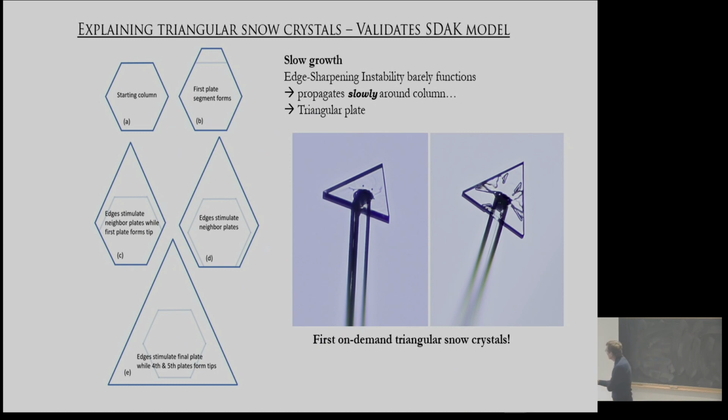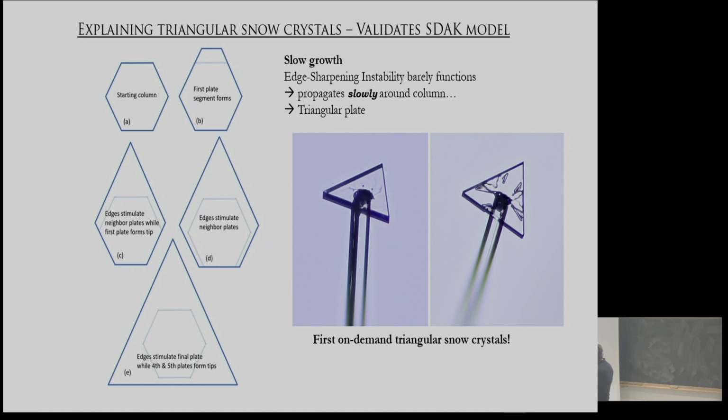Let's make this growth a little slower, so this instability just barely functions. Okay, it just barely works. So we start out with this, and we get our first little plate because it does barely work. But once this thing starts growing, it sucks water vapor out of the air, and supersaturation elsewhere goes down.